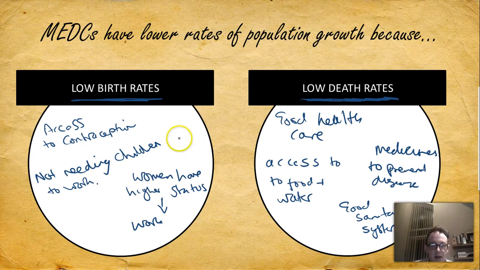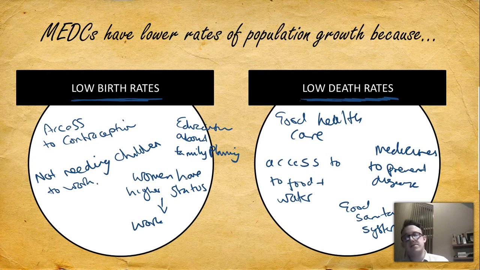Other ones might be education about family planning. You'll have all done your sex ed, you'll have all done the safe sex stuff, all that sort of stuff. Not many people in less developed countries will have access to the same level of education. So we've got some reasons there why the UK has got low birth rates and low death rates.